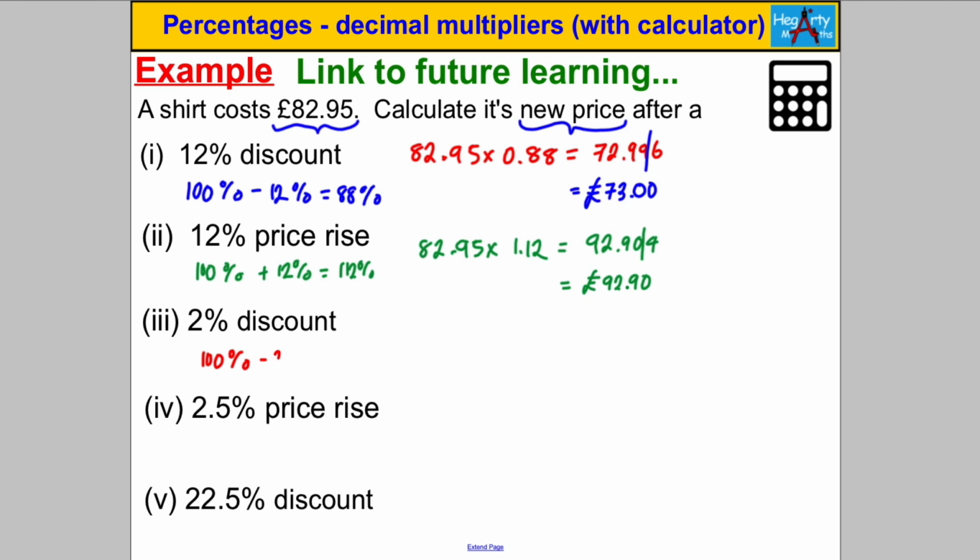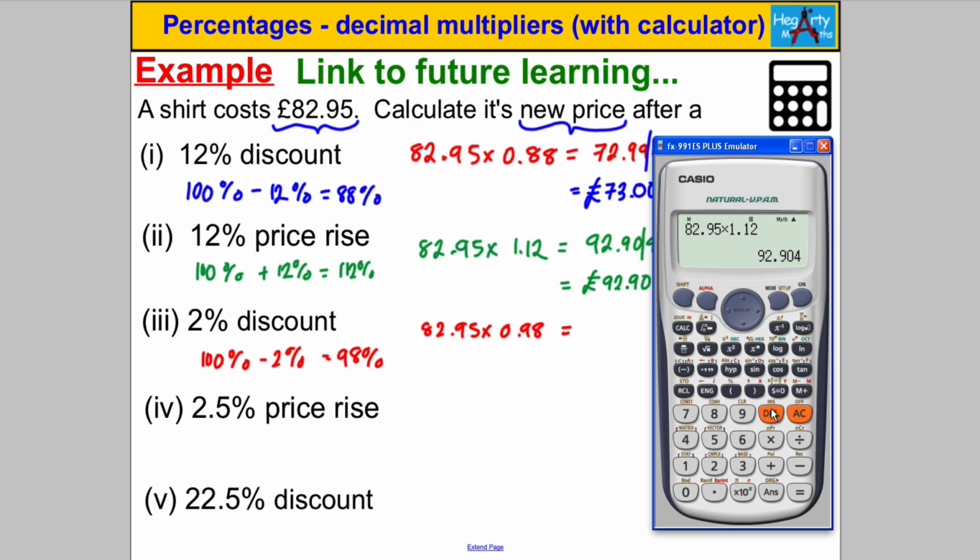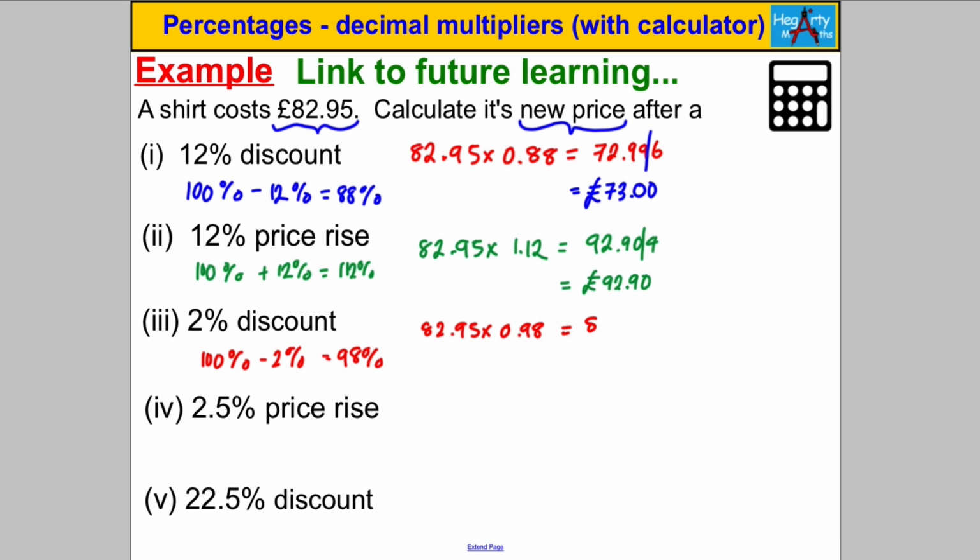Now a 2% discount, that means go down. 100% subtract 2% is going to equal 98%. So our decimal multiplier is going to be 0.98. So we're going to take the 82.95 and we're going to multiply by 0.98, and we're going to get whatever answer we get. So let's go 0.98 and we get 81.291. So this is 81.291, which when we round we're going to get ourselves £81.29.